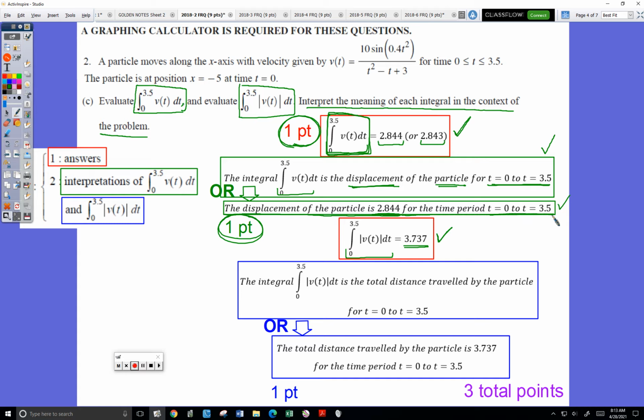For the blue point, the integral of the absolute value of velocity is the total distance traveled by the particle, again for the time period time equals 0 to time equal 3.5. Or since you've actually calculated that total distance, you could say the total distance traveled by the particle is 3.737, again for the time period time equals 0 to time equal 3.5. 3 points total available on this problem, part 2C.